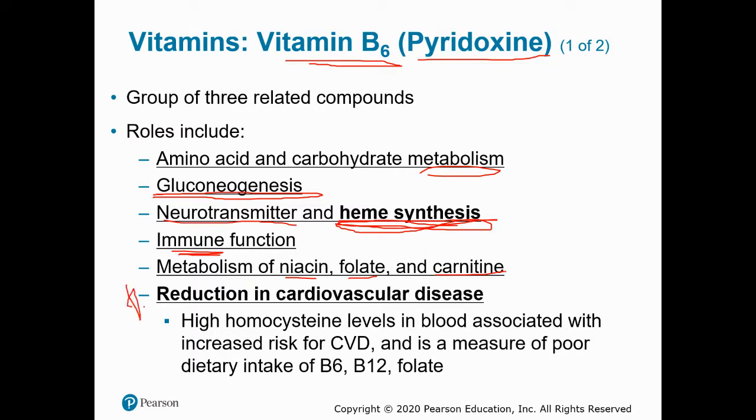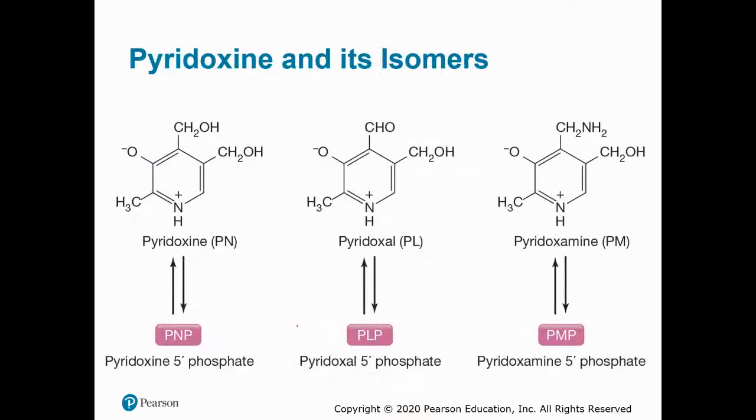And then here's an important one to note with B6, at least for our class. So B6 in conjunction with B12 and folate can actually help reduce cardiovascular disease because all three of these can help to metabolize this molecule called homocysteine. And homocysteine can be a marker for cardiovascular disease risk. So oftentimes if people are low in B12, B6, and or folate, their homocysteine levels might become elevated, and that puts them at a higher risk for cardiovascular disease.